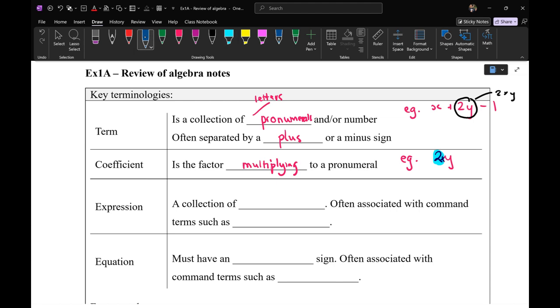Expression is a collection of... Anyone want to have a go? Hands up.